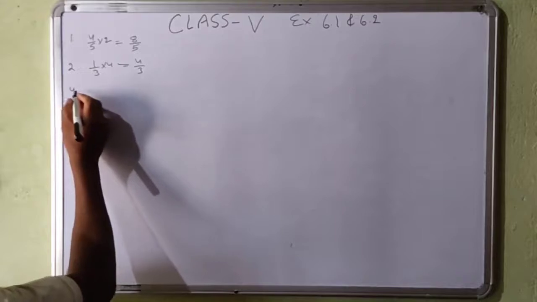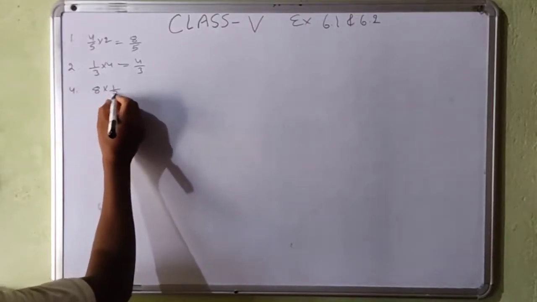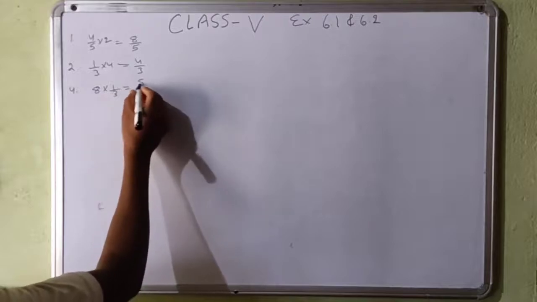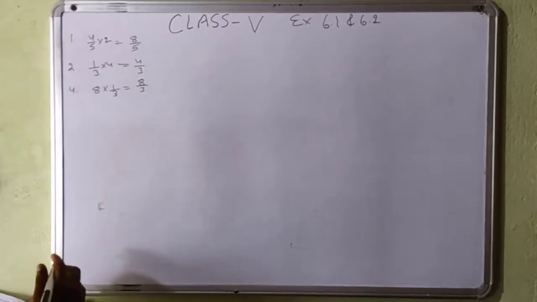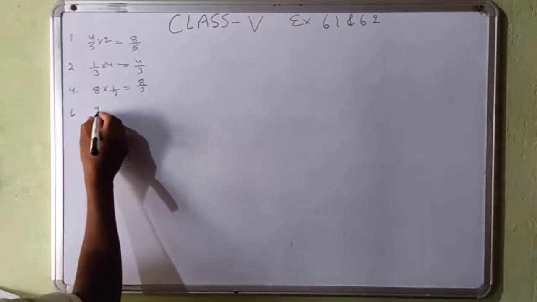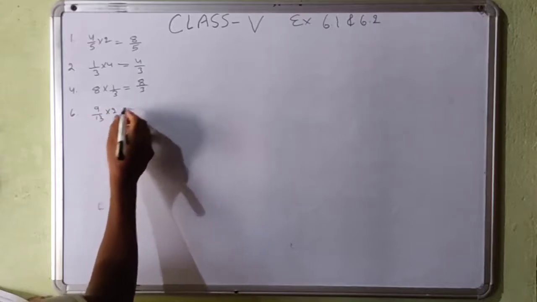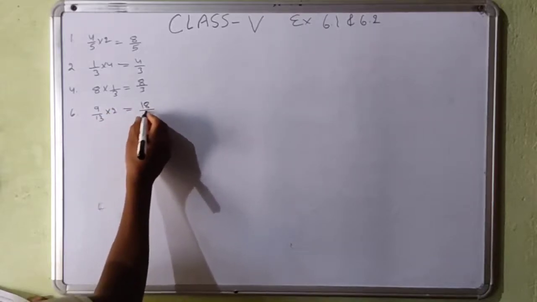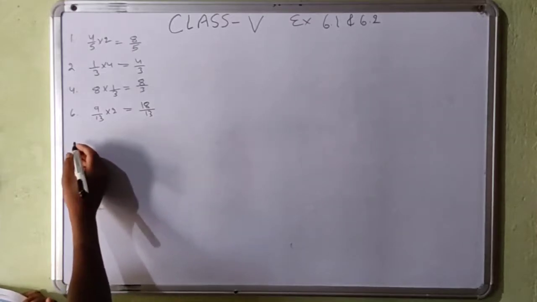Fourth question, 8 multiplied by 1 upon 3, 8 1s are 8 upon 3. And then the fifth question, do it by yourself. The sixth question also you can do, but see, 9 upon 13 multiplied by 2, so 9 2s are 18 upon 13. And then the seventh question, leave that.